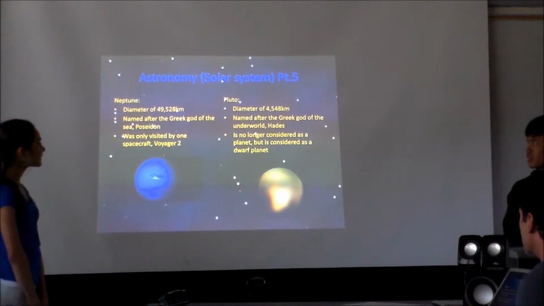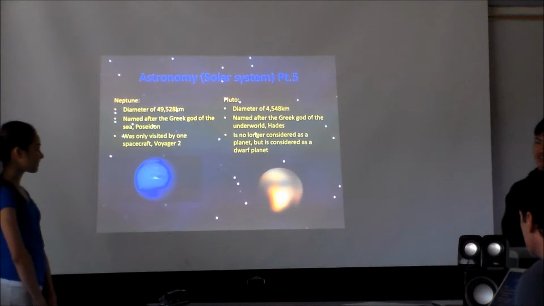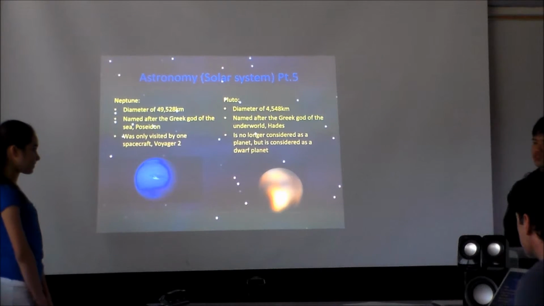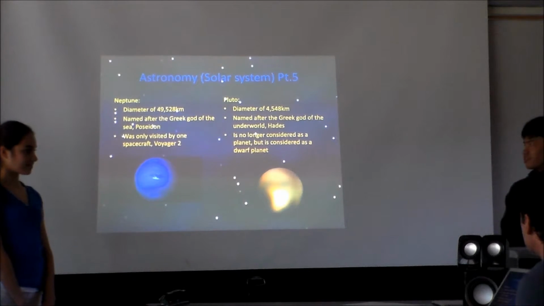Pluto has a diameter of 4,548 kilometers. It's named after the Greek god of the underworld, Hades. It's no longer considered a planet, but it is considered a dwarf planet because of its size.